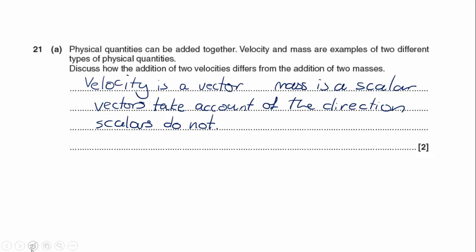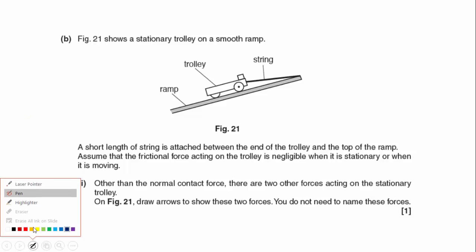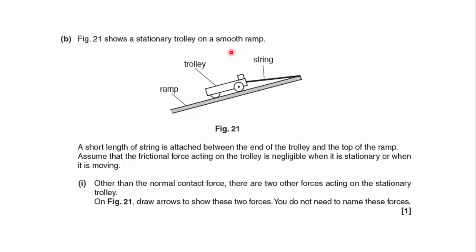Okay, and if we move on to part B, now we're looking at a stationary trolley on a smooth ramp. A short length of string is attached between the end of the trolley and the top of the ramp. Assume that the frictional force acting on the trolley is negligible when it is stationary or when it is moving. Now, other than the normal contact force, there are two other forces acting on the stationary trolley.